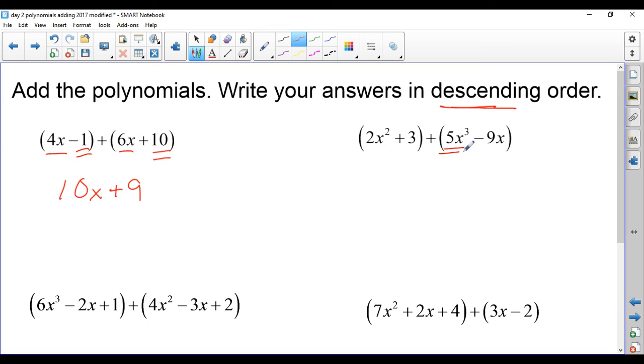Over here, I have the 5x cubed, and I look, there's no other x cubed terms, so there's nothing to combine it with. Then I look for the x squareds. I have the 2x squared. There's nothing to combine it with, so that's going to come down to my answer. I have a negative 9x. There's nothing else to combine it with. And I have positive 3. So in this case, there weren't any terms that we could combine. We just were changing the order to get it into descending order.